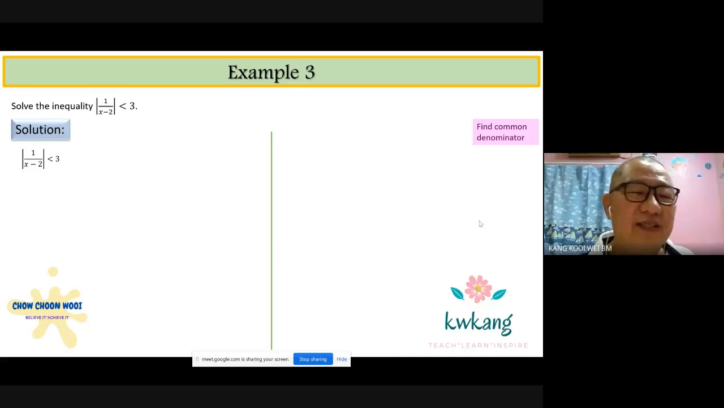Okay, the modulus of 1 over x minus 2 is less than 3, right? So yang ini kita nak guna rumus yang keberapa tadi? Okay, right. So definitely lah kita kena guna rumus. Okay, 1 over x minus 2 is greater than negative 3 and 1 over x minus 2 is less than 3.